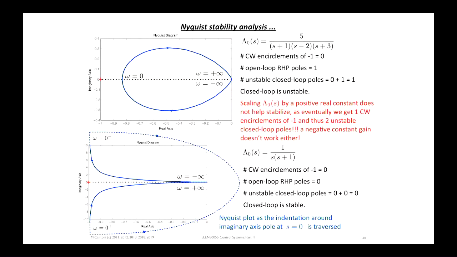All right, let's continue looking at some more examples. Let's take an open loop transfer function that has a pole at s equals -1, a pole at s equals 2, and a pole at s equals -3. In this case, we have an open loop pole in the right half plane, so we're going to get P equal to 1.